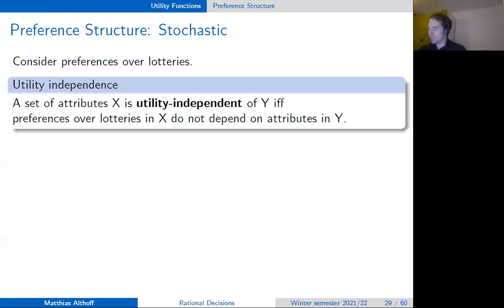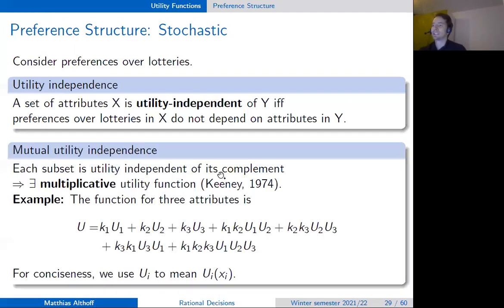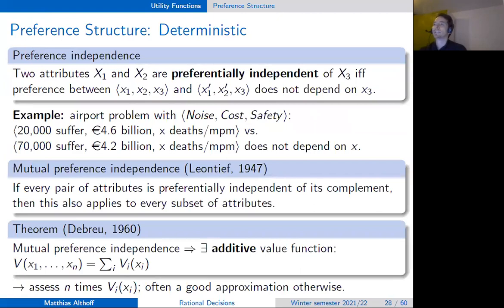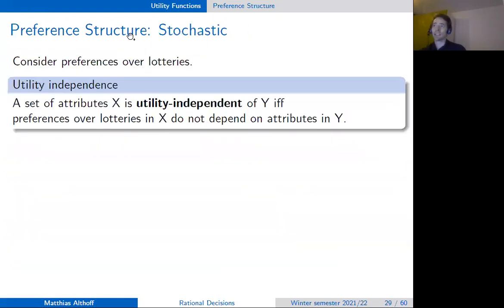So unfortunately, it's not as easy that the previous results can be directly translated to lotteries. Here we talked about prizes directly, so we had a deterministic preference structure. And now we look at stochastic preference structure, so we want to have preferences over lotteries. And then we cannot have this additive value function.